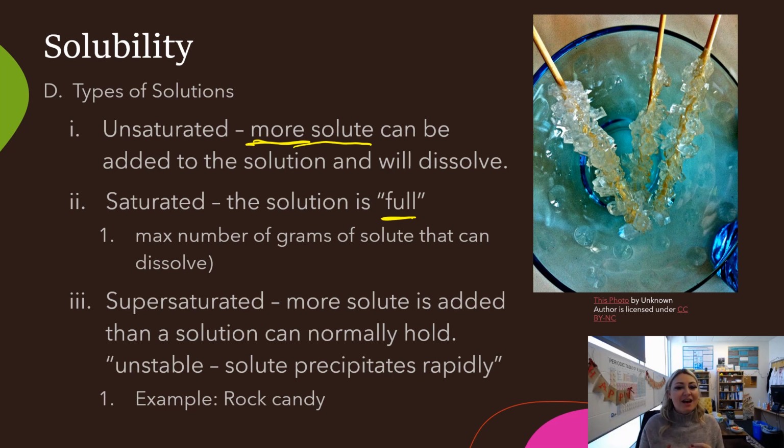This is enough of a disruption to the solution that it's going to start to precipitate crystals out on the wooden stick or the piece of string that you have in there. On the next page, we'll talk about another example of that, but the reusable heat packs that you have are a good example of a supersaturated solution.